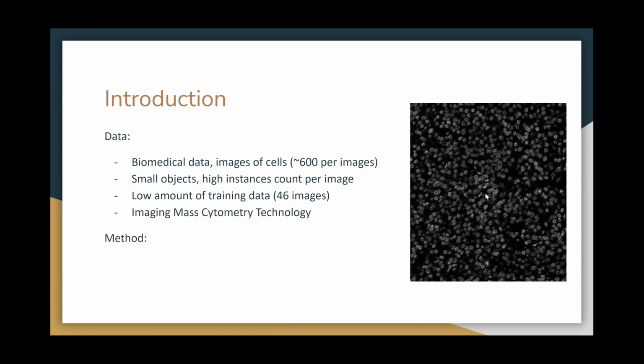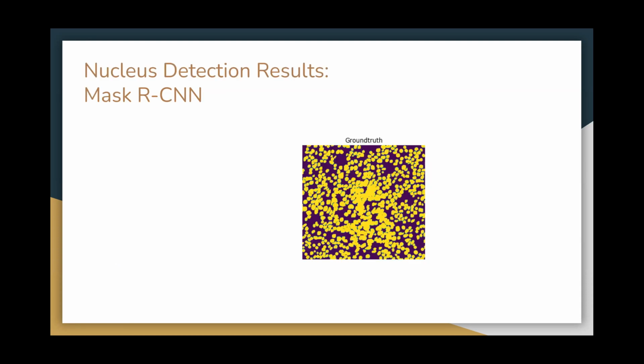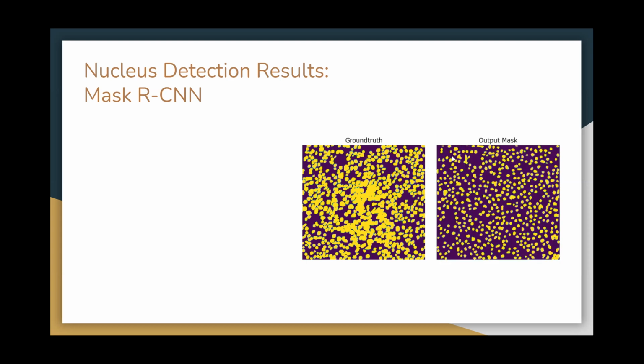So the method we use is a refined Mask Transformer approach, which we adapted to small objects with local dependencies, because the cell here is not going to rely on something like this. It's only going to rely on the local information. And we have this low training data. So before this project, as a comparison model, we have a Mask R-CNN that was run on this data set. So if you have the ground truth, here are the results we're getting.